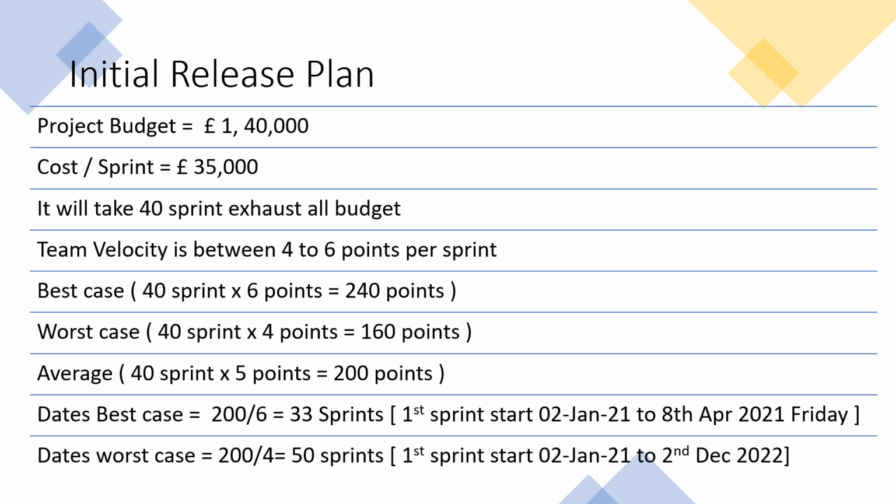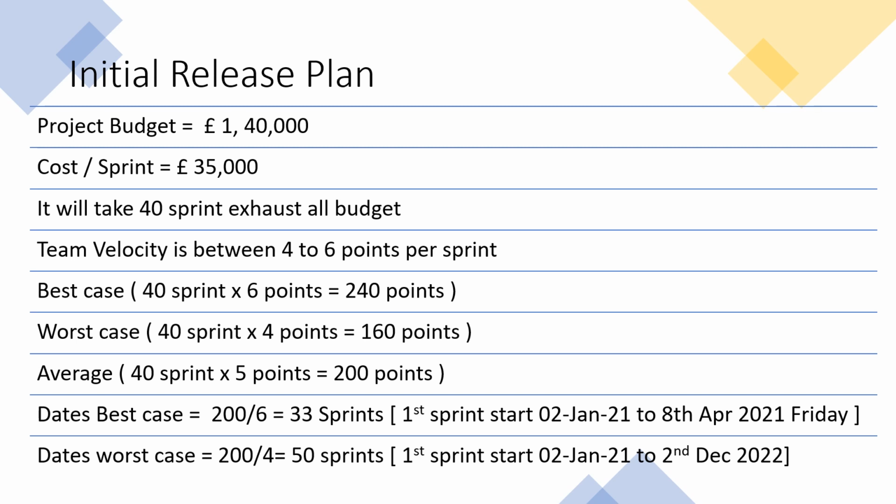Similarly, in the worst case scenario, we have 200 divided by 4, so it will take around 50 sprints. So in that case, it is going to finish on 2nd of December 2022. So with this simple calculation, you can always inform your stakeholder about this particular release plan. So now that you have a rough picture of the initial release plan, you can draw conclusions on the initial release dates for the higher priority stories.